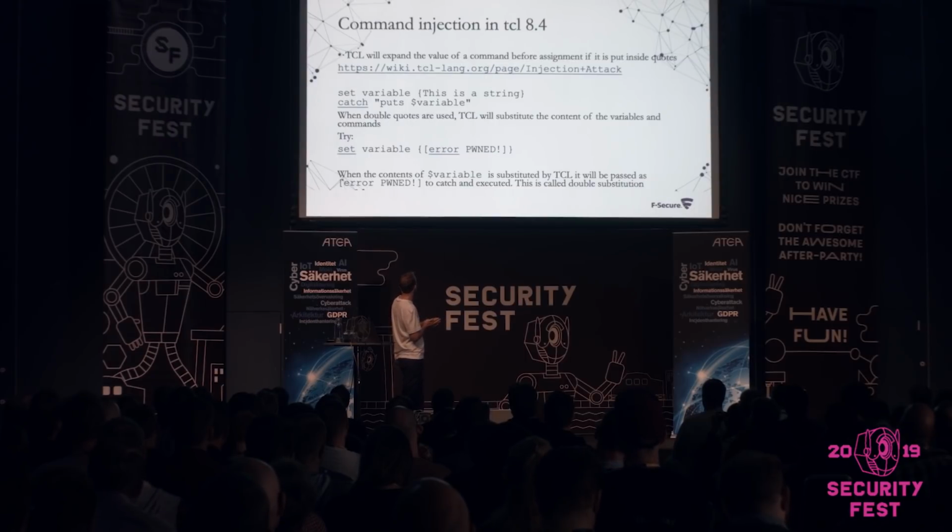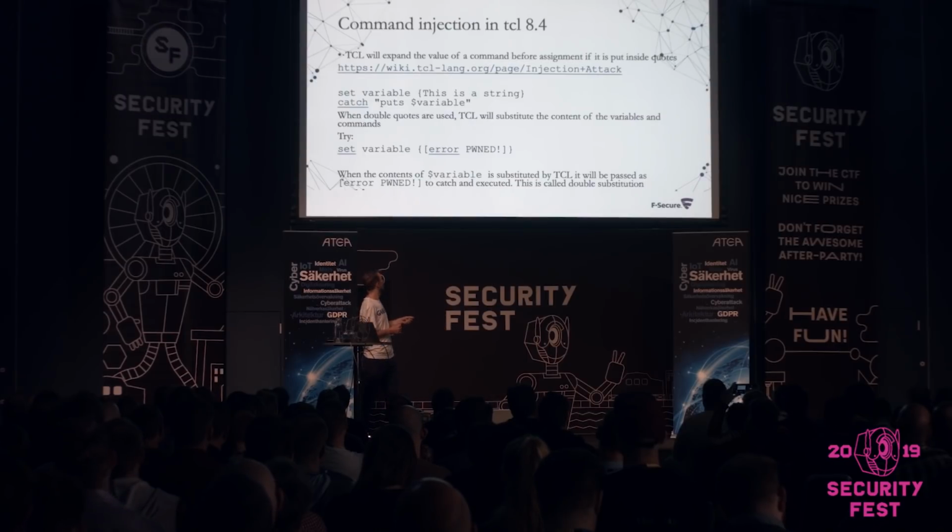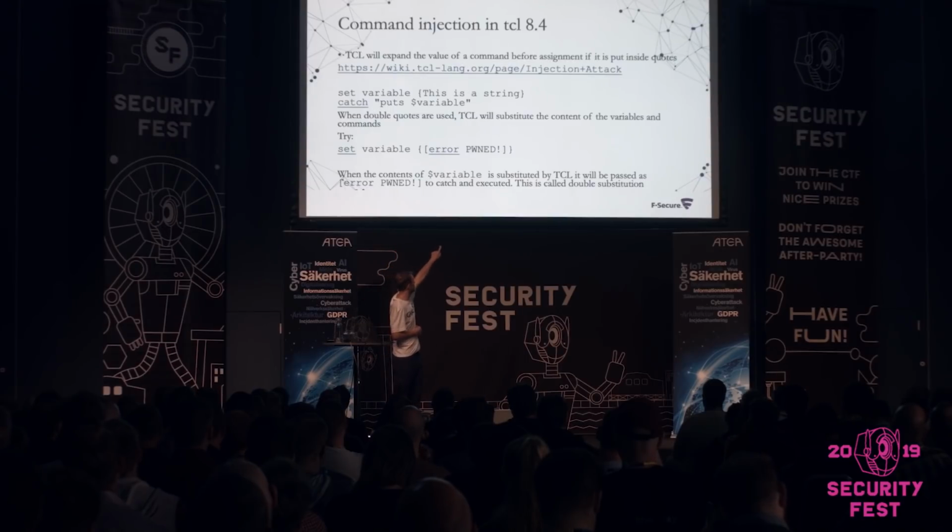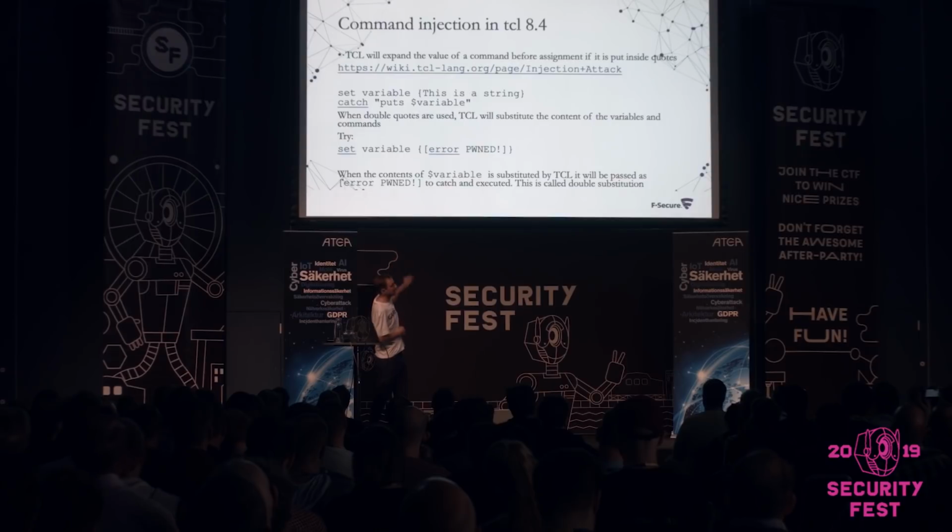So the line where it says catch puts variable, that line is incredibly vulnerable. That line is trying to execute the content of variable if there is something executable. So if I'm using the command error pwned and putting that into the variable in catch, which is the try-except thing, it will actually execute that code.